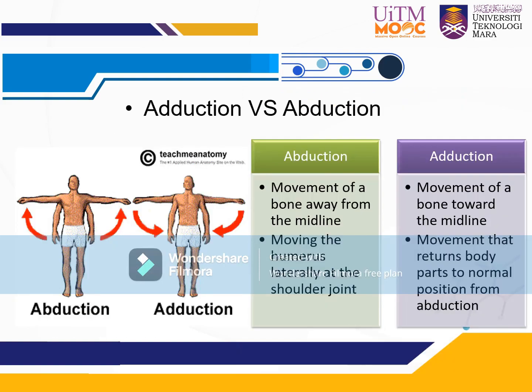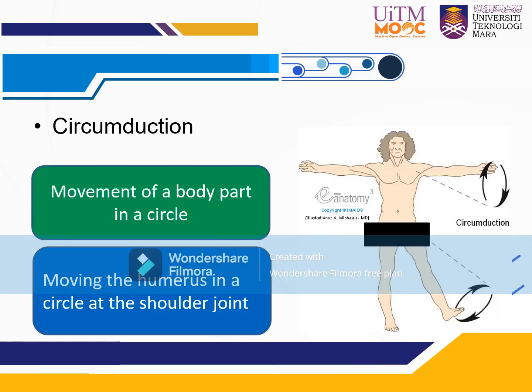In adduction and abduction movement, the movement is either away from or toward the midline. To be specific, abduction is a movement of a bone away from the midline. For example, moving the humerus laterally at the shoulder joint. While movement of a bone toward the midline is known as adduction. For example, a movement that returns body parts to normal position from abduction.